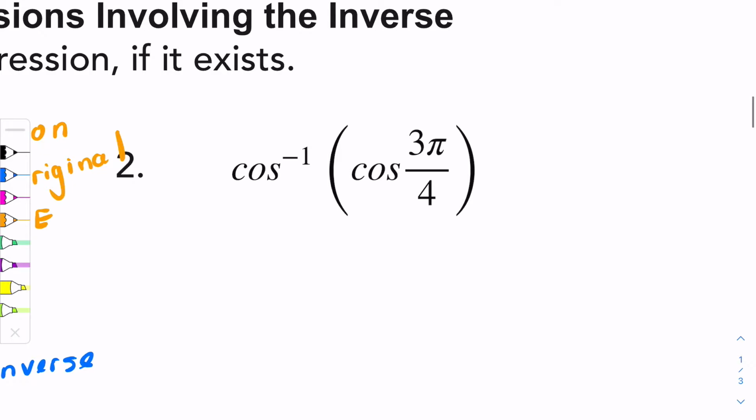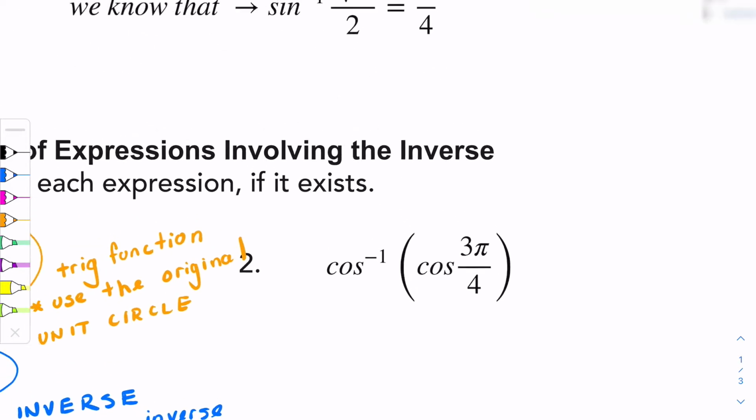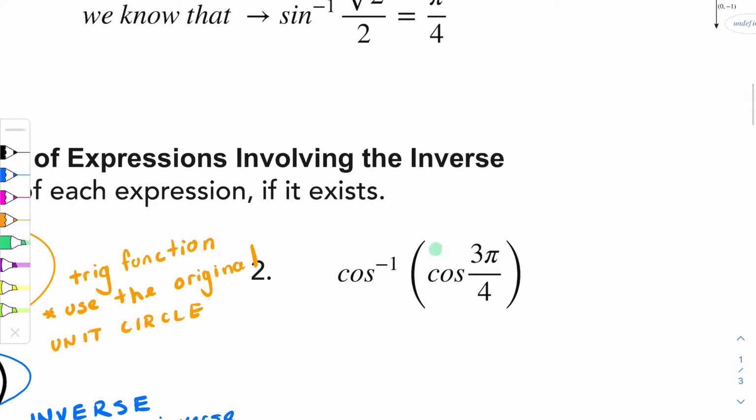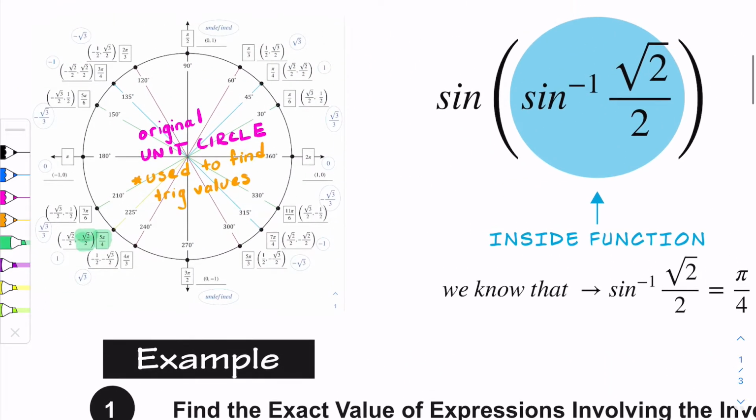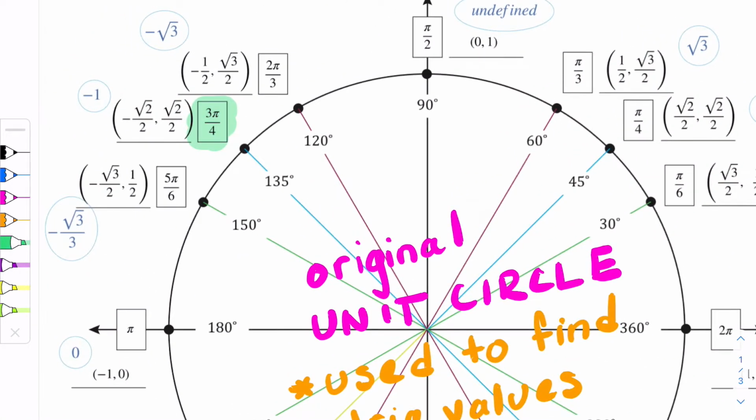If we look at number 2, we have inverse cosine of 3 pi over 4. We're going to start by identifying the cosine value of 3 pi over 4. So let's look at our original unit circle. 3 pi over 4 is located here, and the cosine value is negative square root of 2 over 2.